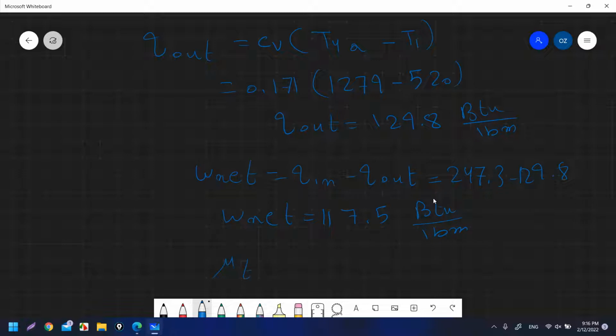Okay, the thermal efficiency is equal to W net over Qn.